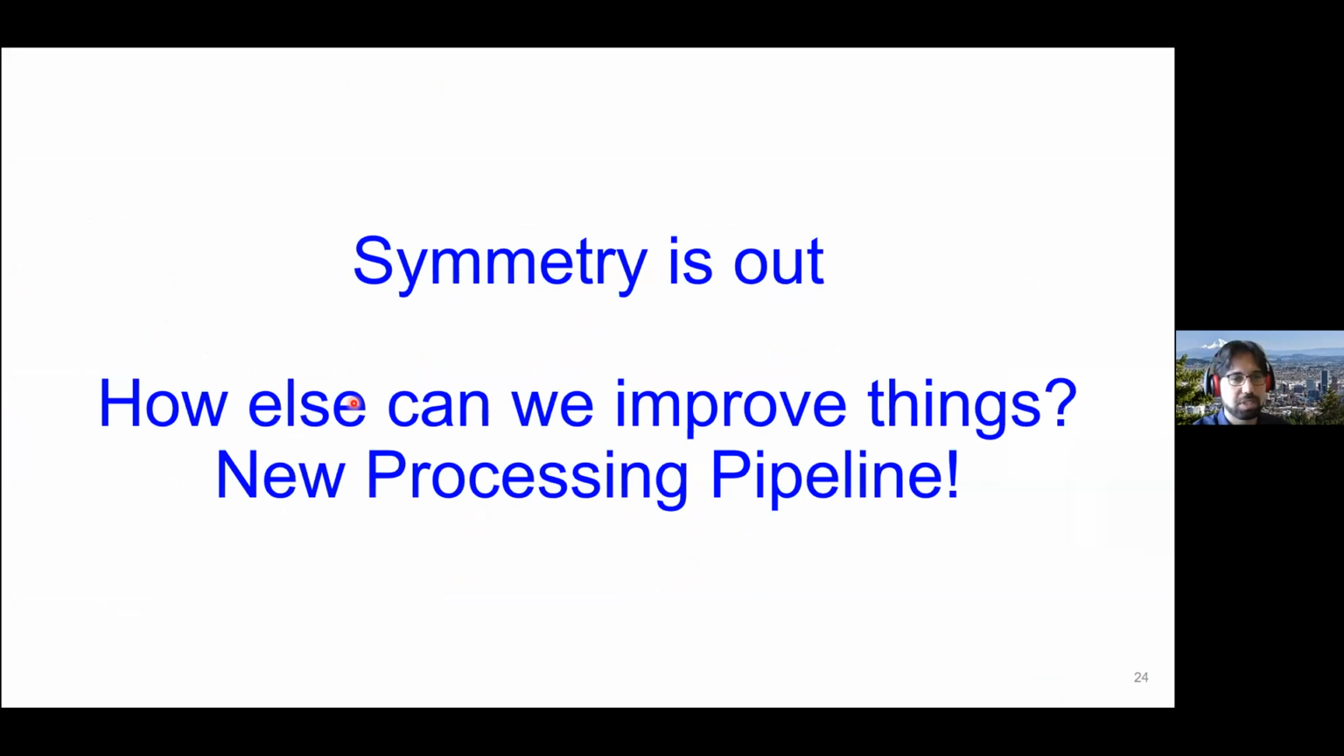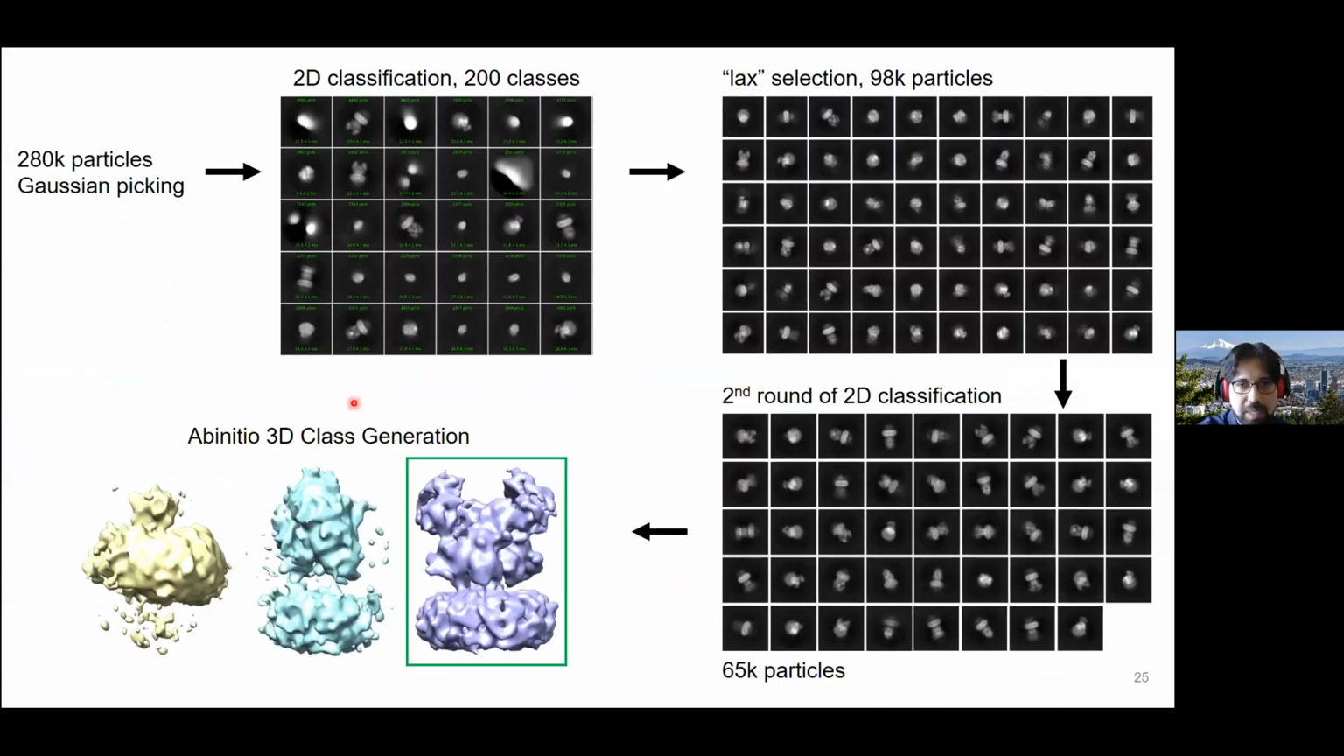Okay, so symmetry is out. How else can we improve things? This next thing that we looked at was our data analysis pipeline. This is a pretty typical approach that we used to do in our first project, and I think a lot of other people still do. And I have a test data set here to demonstrate my point.